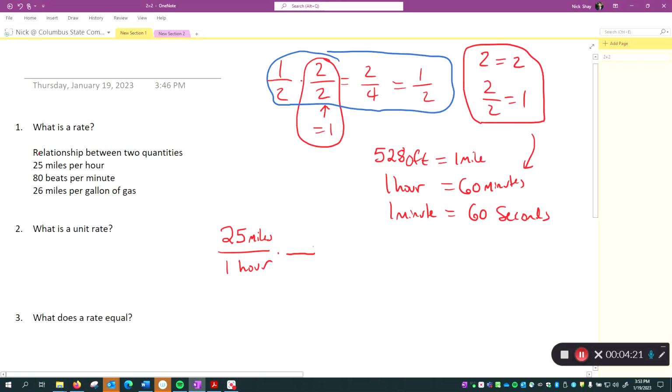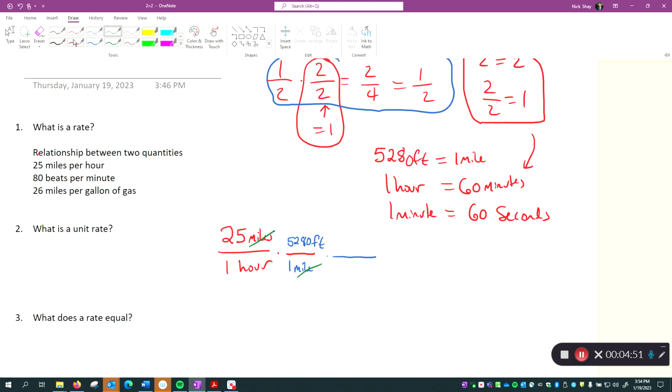Let's do the feet first. I want to get rid of the miles and move to feet. So I'm going to put the miles on the bottom, 1 mile, and on top, 5,280 feet. Okay? When I do this, the miles are going to cancel. So the unit I'm working with on top is feet, and that was the one I wanted to get to, right? We were going to try to move this to feet per second.